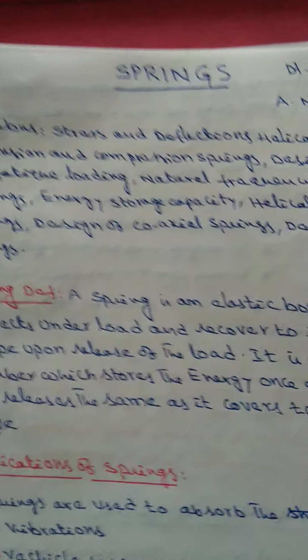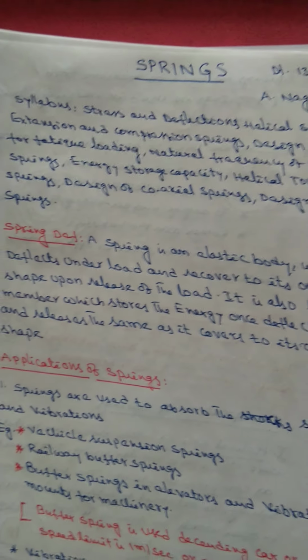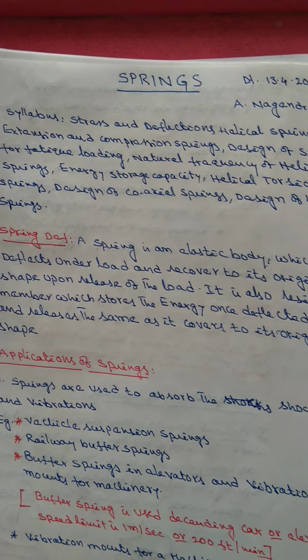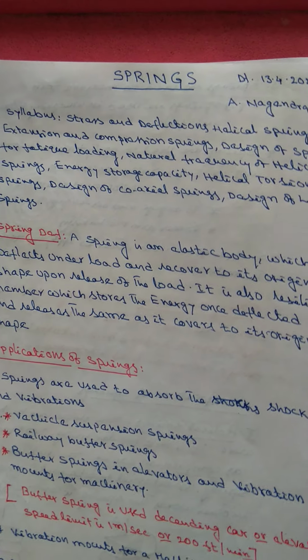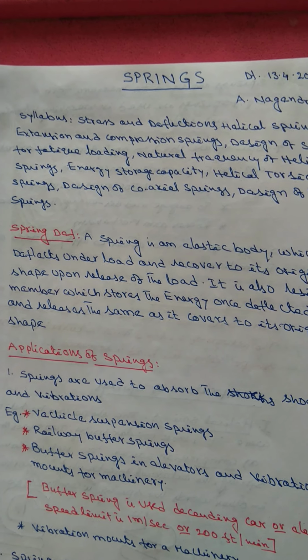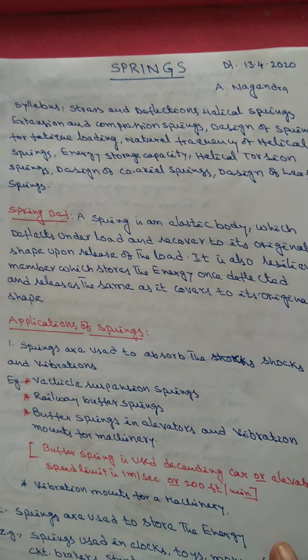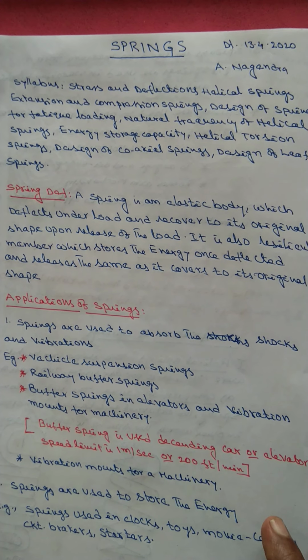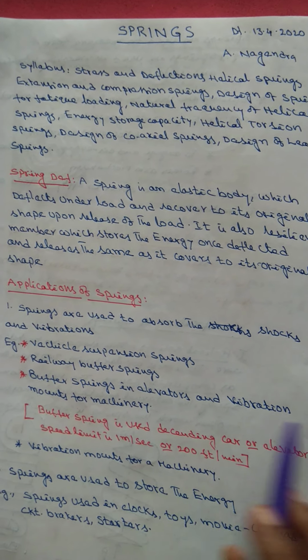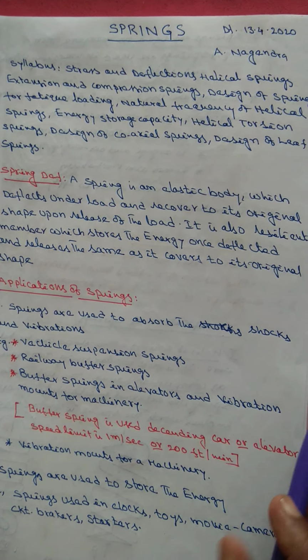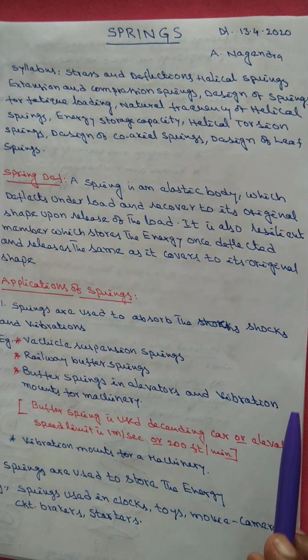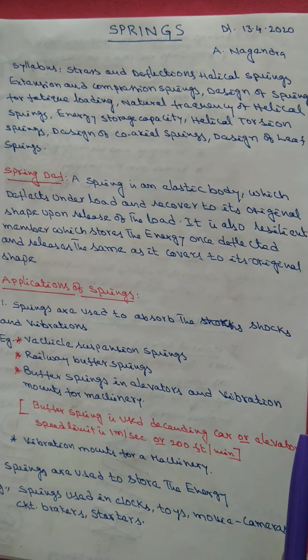Now we will see the applications of springs. These springs are used to absorb shocks and vibrations. Examples: vehicle suspension springs, railway buffer springs, elevators, and vibration mounts for machinery. Vehicle suspension springs are used in automobiles, 6-wheelers, 2-wheelers and so on. These suspension springs are used along with telescopic shock absorbers.